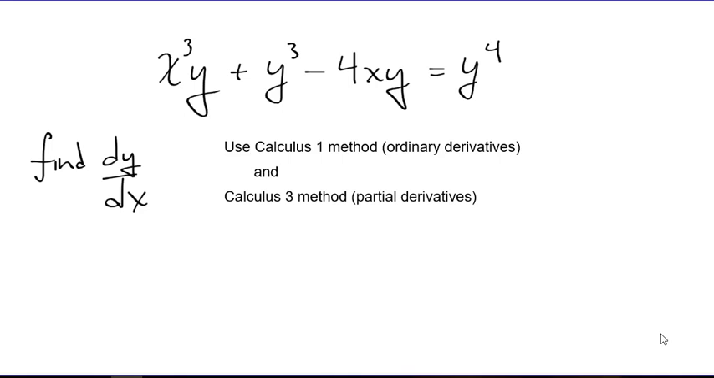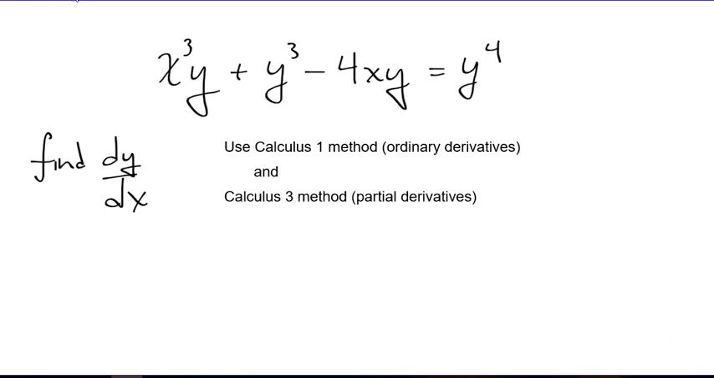x cubed times y plus y cubed minus 4xy equals y to the fourth. Let's find dy/dx, and we'll do it two different ways. We'll do the Calc 1 method using ordinary derivatives, and we'll use a Calc 3 method that uses partial derivatives, and it's that Calc 3 method that will allow us to handle finding derivatives with any number of variables. Well, let's do the Calc 1 method first. How would you do this if you're in Calc 1?